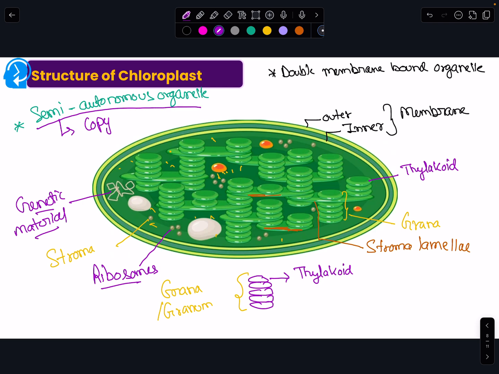And here I have a question for you. Can you put in the comment box one more cell organelle which is also semi-autonomous? It can also make a copy of itself. So just put it in the comment box, and let's see how much we are able to recall from the previous grades.